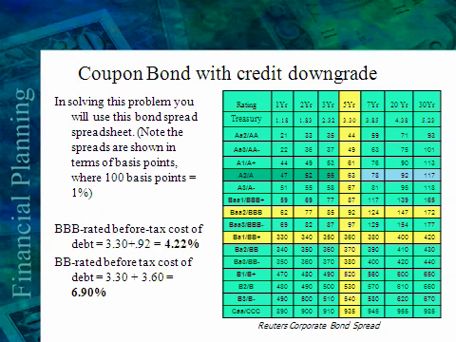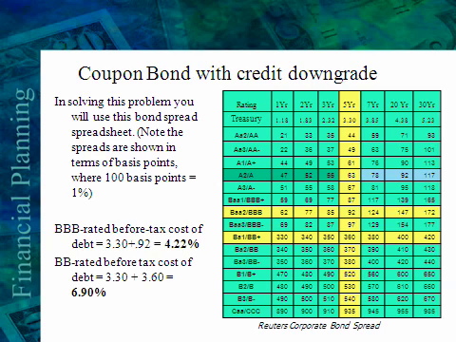In solving this problem, we will use the Reuters corporate bond spread spreadsheet. Note that the spreads are shown in terms of basis points, and as discussed earlier in the lesson, 100 basis points equals 1%. And please note that this is an example of yield spreads. It's dynamic and it continually changes.